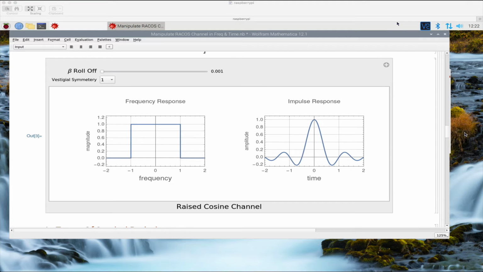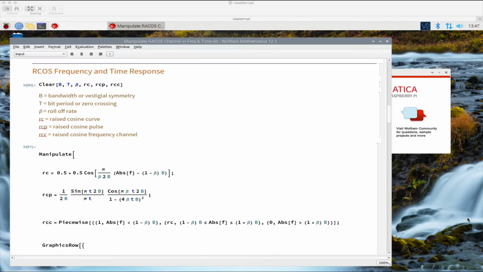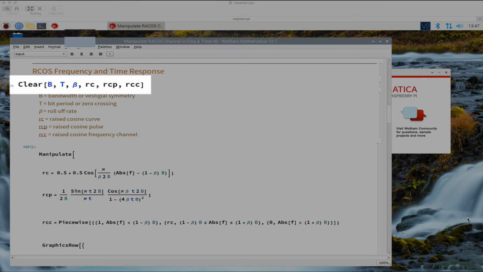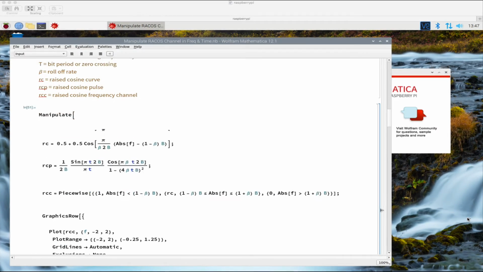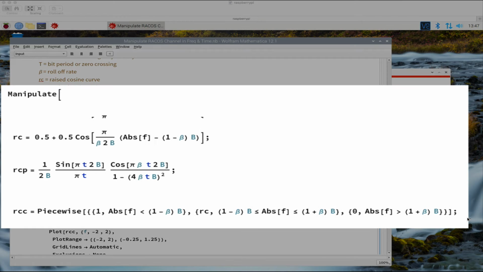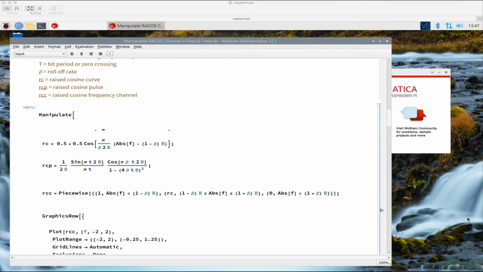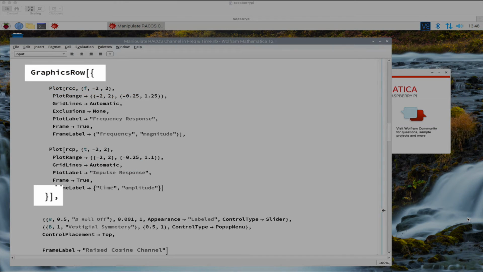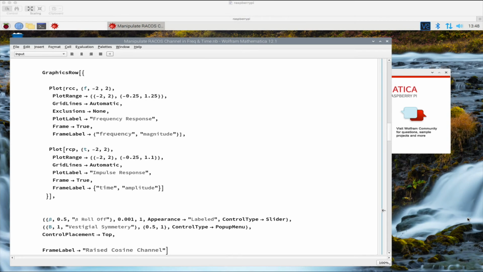Modeling the raised cosine channel in Mathematica is relatively straightforward. Clearing all of the variables. We start by calling up the Manipulate function and then defining the raised cosine curve, pulse, and channel. We create a GraphicsRow and we plot the raised cosine channel on the left and the raised cosine pulse on the right.